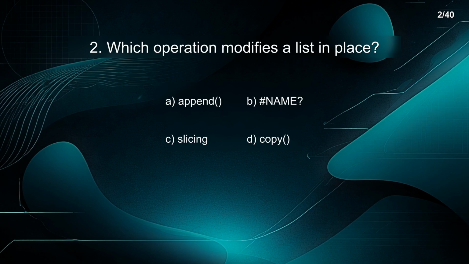Second question. Which operation modifies a list in place? A. Append. B. Sort. C. Slicing. D. Copy. Correct answer is A. Append.